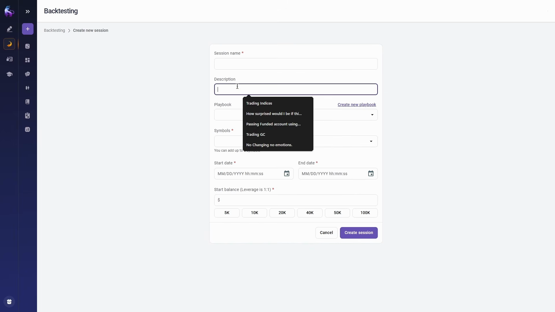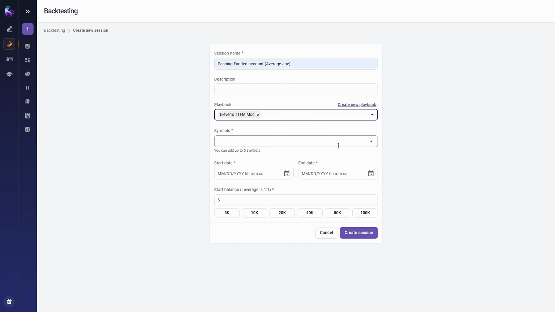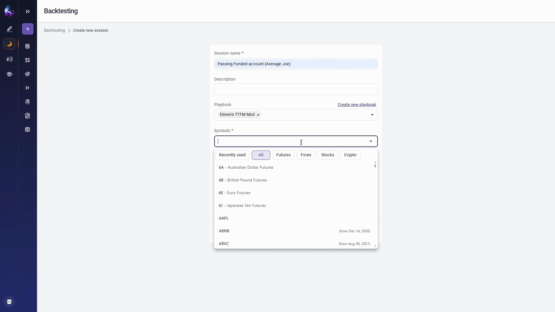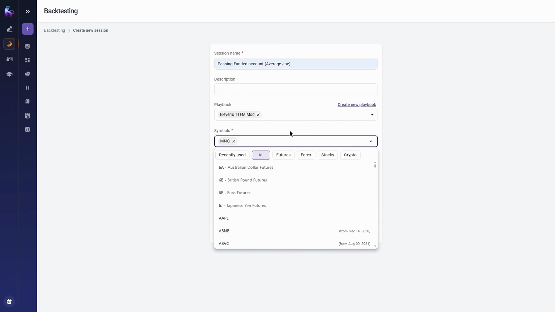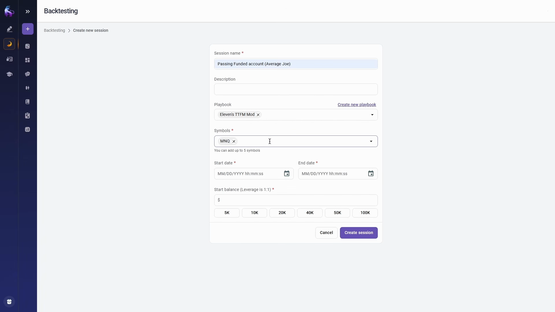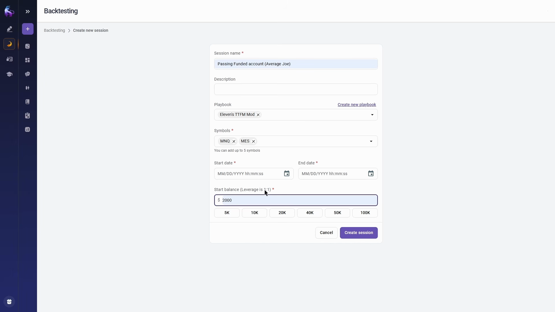We will create a session. This is the session name, passing a funded account, like every Joe method. I will not be using any advanced stuff, just the regular T-Trades fractal model and my model rules, the 11 TTFM model, which I shared with you guys in the last backtesting session. The symbols will be the micro Nasdaq and micro S&P 500, because we will be using less size and can manage our trades and scale out of the position. The account balance will be $2,000, because the prop firm is giving you $50,000 of leverage, but the actual drawdown is $2,000.